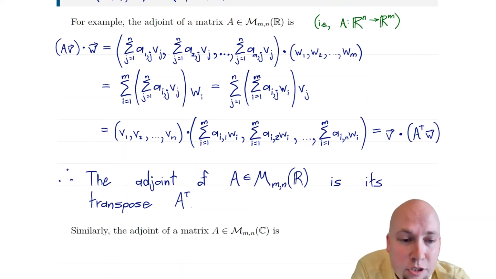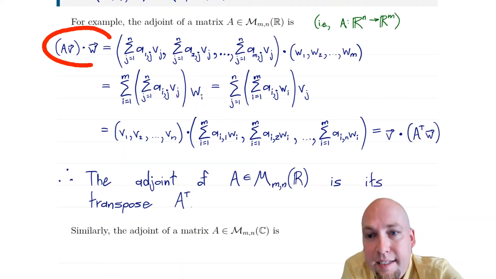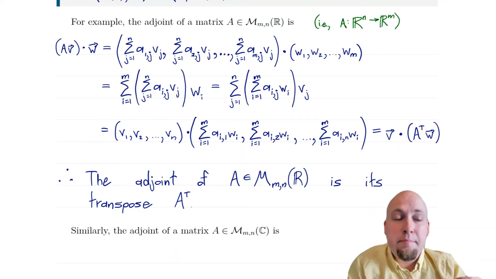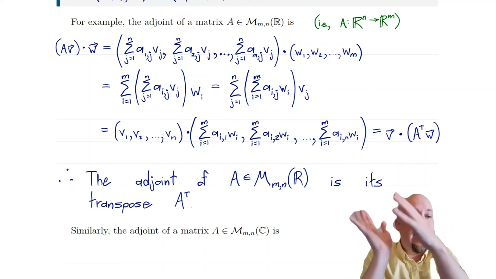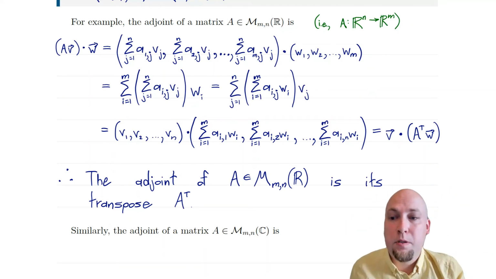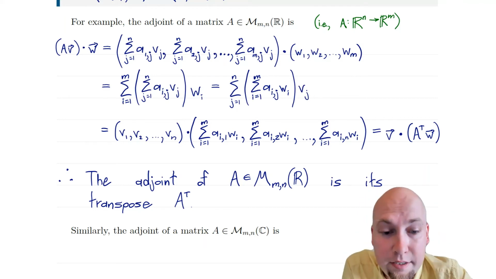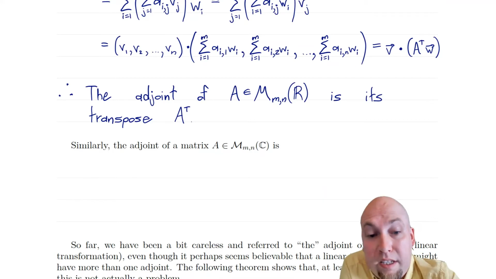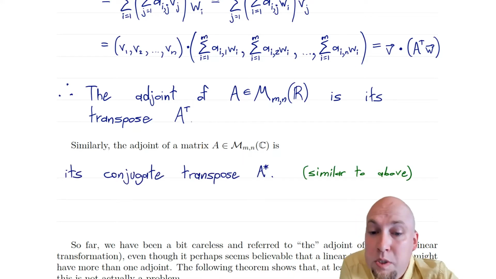That means the adjoint of A, by staring at these two things here, really is just the transpose of A. What that means is that you can move A to the other half of the dot product as long as you remember to take its transpose when you do that, when you take its adjoint.